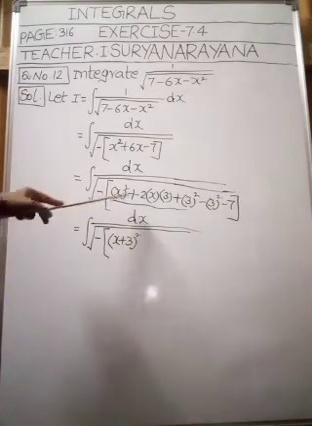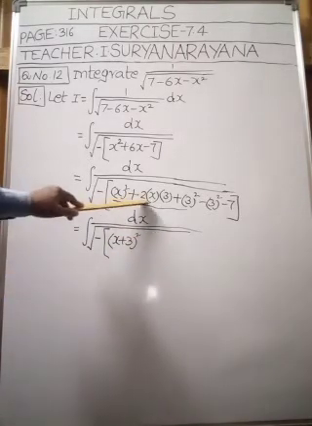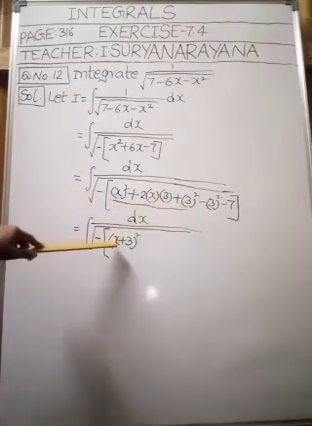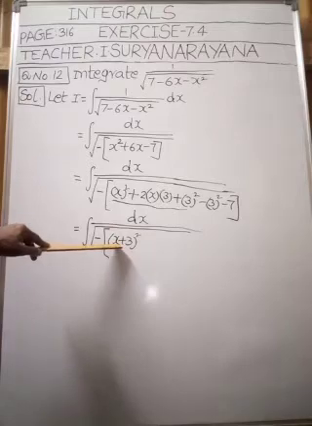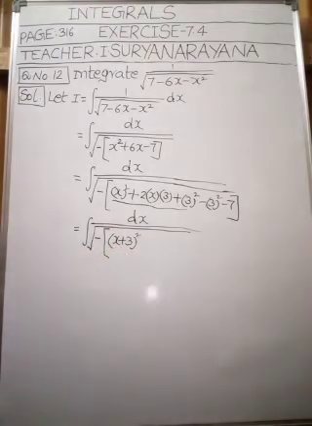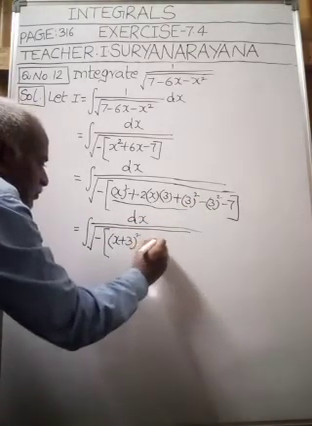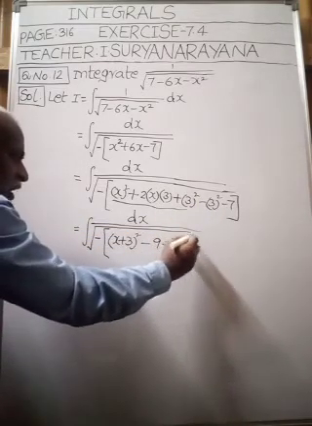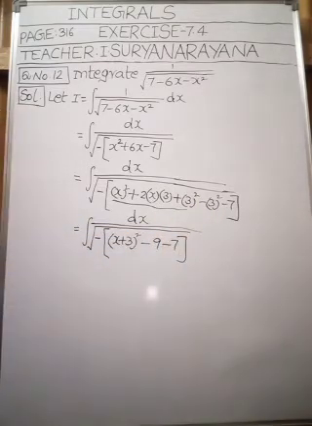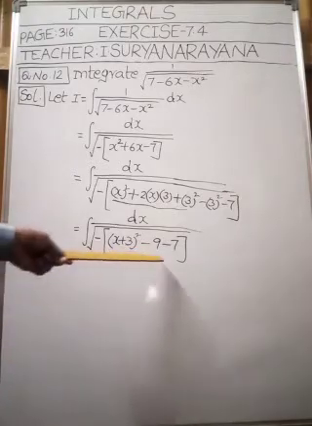These are in the form of a square plus 2ab plus b square. So we can write it as a square of a binomial, isn't it, my children? Right. Minus 9, 3 square. What is the value of 3 square? 9. Minus 7. Understood this step, my children?